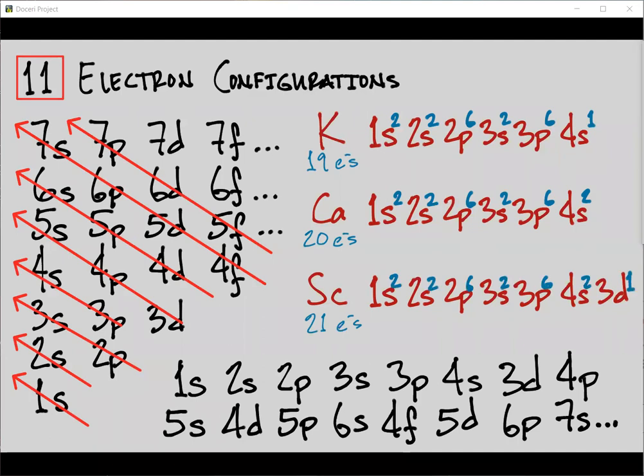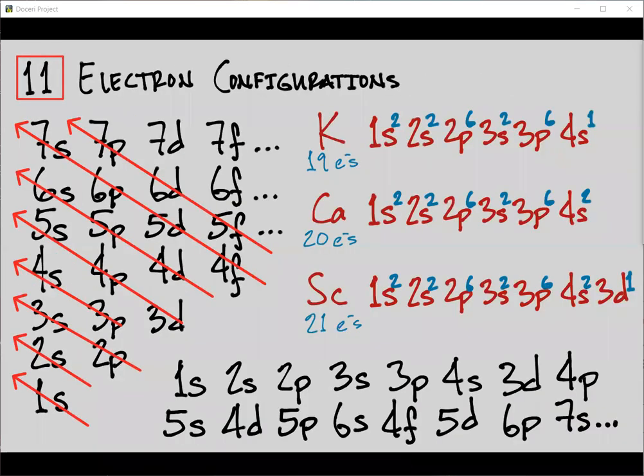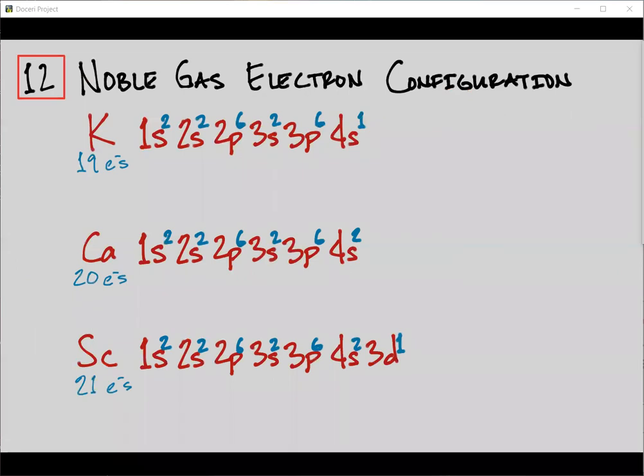All right, and that's how you write out electron configurations for any elements in the periodic table. There's also the noble gas electron configurations. So we have the normal electron configurations here for potassium, calcium, and scandium. Noble gas is essentially a shortcut, so you don't have to keep writing all these, this first part here.